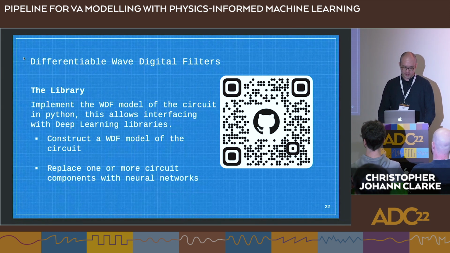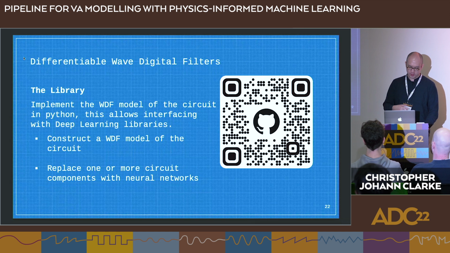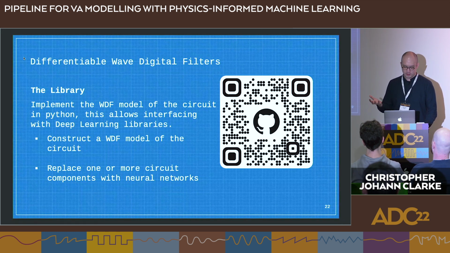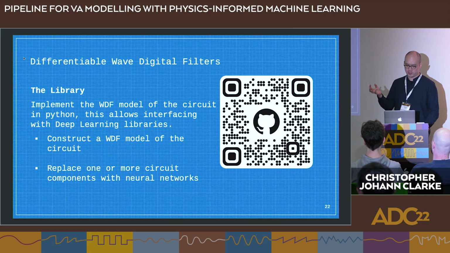The library was developed in Python, allowing interfacing with machine learning and AI libraries such as TensorFlow. I want to give an overview of the ideas behind the motivations of this DWDF library. And that is to firstly construct the WDF model of any circuit you would like to model, and then simply choose which part of the circuit you want to replace with neural networks.